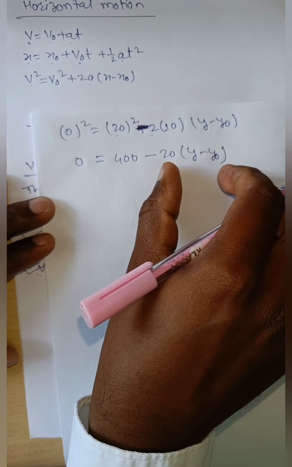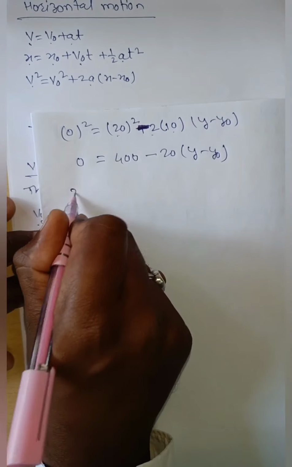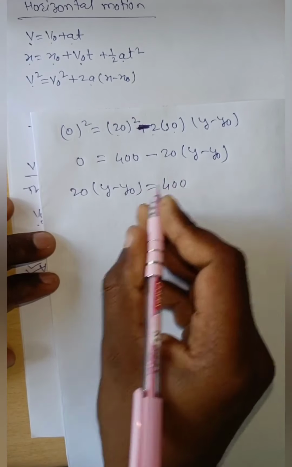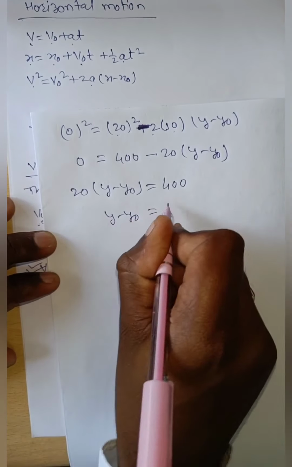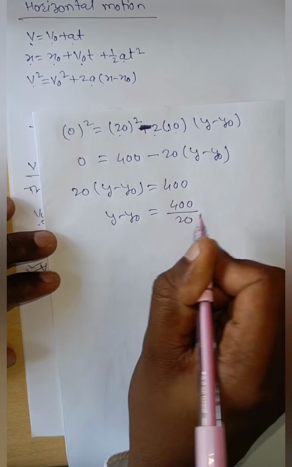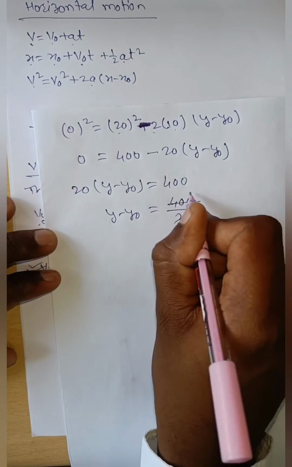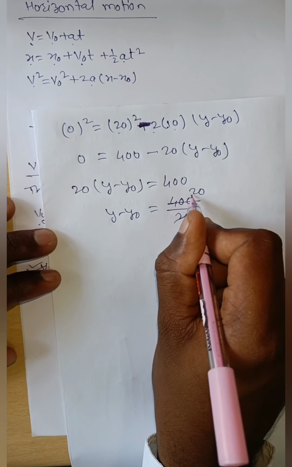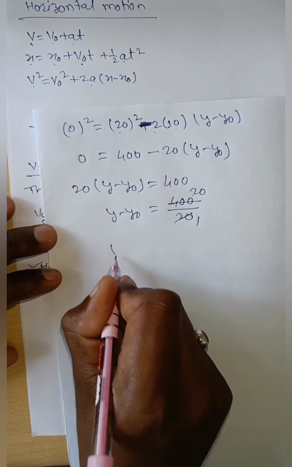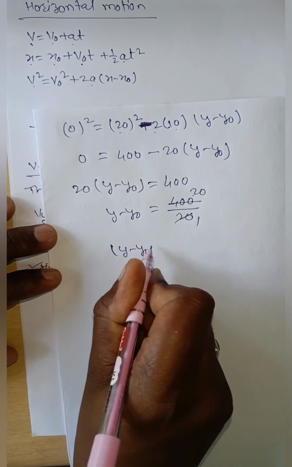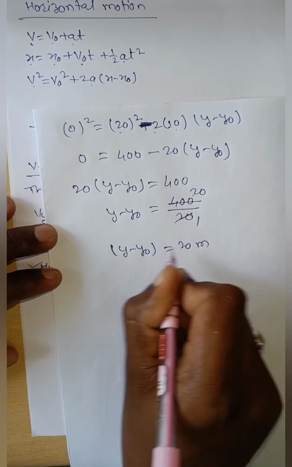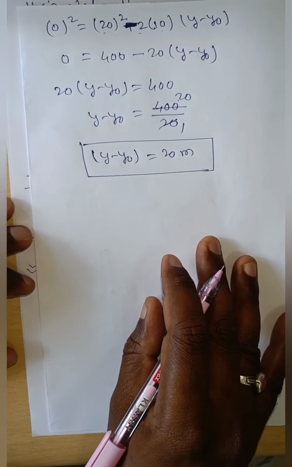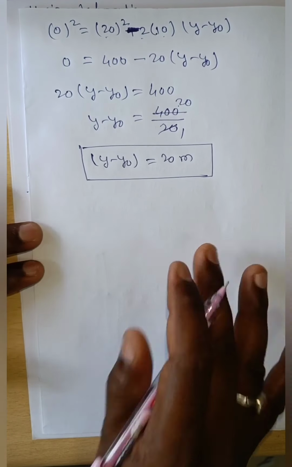Now we have to shift minus 20 (y minus y naught) to the right, so it becomes 20 into (y minus y naught) is equal to 400. Therefore y minus y naught is equal to 400 divided by 20. Now 20 ones are 20, 20 fours are 400, or the zeros cancel, 2 fours are 8... therefore y minus y naught is equal to 20 meters. Therefore the ball's maximum height is 20 meters.